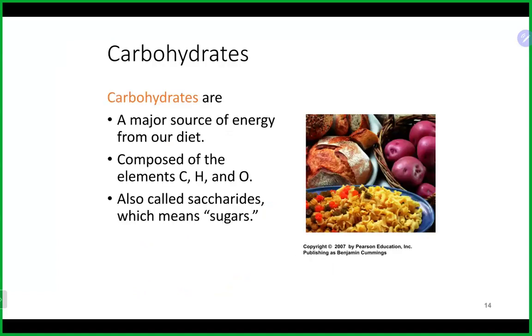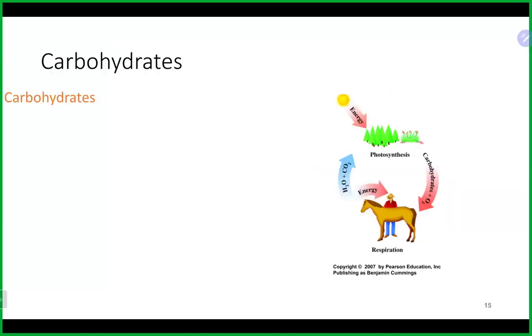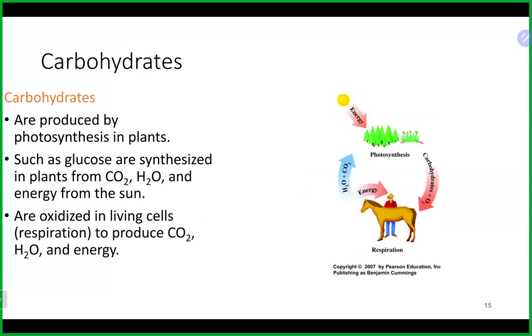All right. So let's talk a little bit about carbohydrates. Carbohydrates are a major source of energy in our diet. They contain basically carbons, hydrogens, and oxygens. They're sometimes referred to as saccharides or sugars, and all the good stuff there in the picture. We produce carbohydrates through photosynthesis in plants, and again, this nice little cycle here, carbohydrates, respiration, a little energy there from the sun. Such as glucose, we use glucose, right, through glycolysis, right, for a little bit of energy.